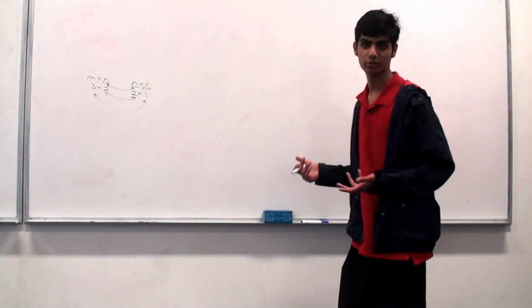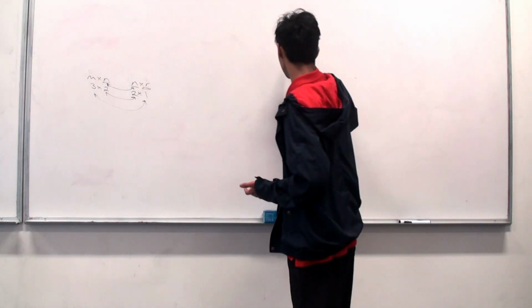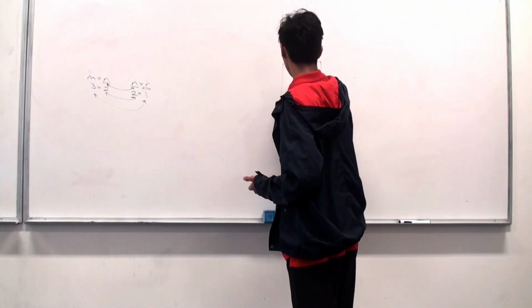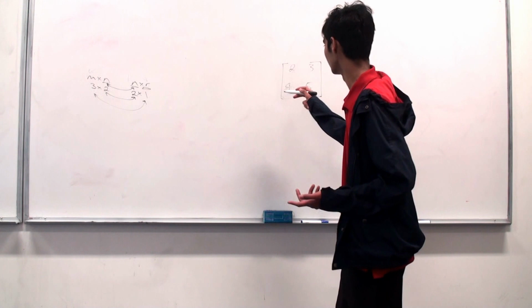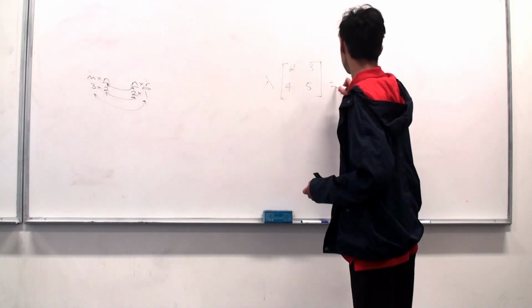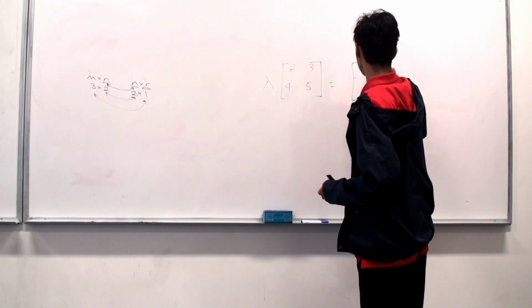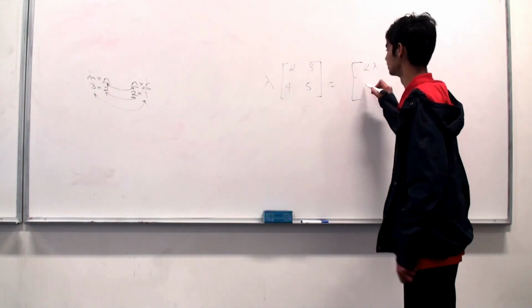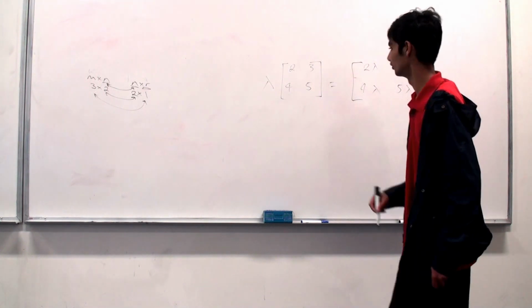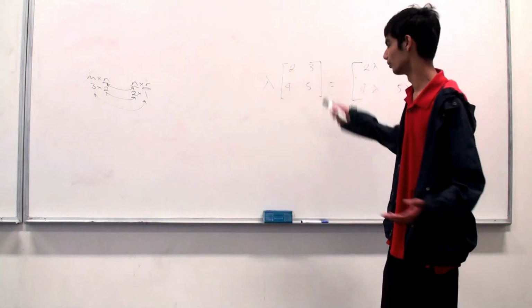There's also scalar multiplication, which is simply where you multiply a matrix by some quantity, so 2, 3, 4, 5, times some scalar, we'll call it lambda. That is simply 2 lambda, 3 lambda, 4 lambda, 5 lambda. So when you're multiplying by a scalar, it's just normal multiplication.